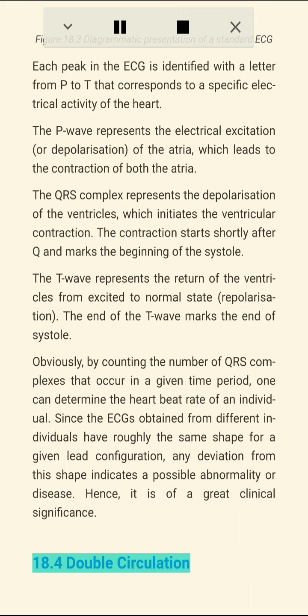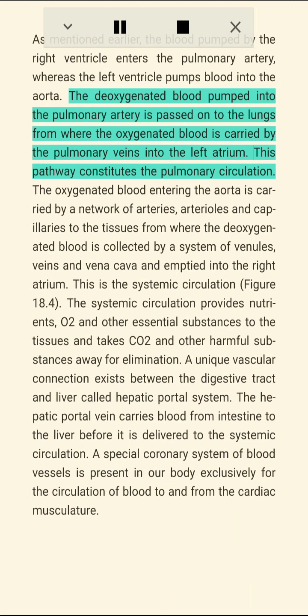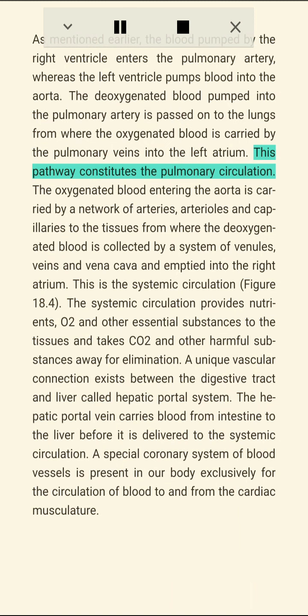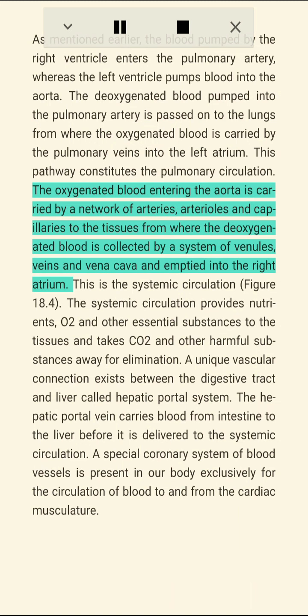18.4 Double circulation. Double circulation is mentioned earlier. The blood pumped by the right ventricle enters the pulmonary artery, whereas the left ventricle pumps blood into the aorta. The deoxygenated blood pumped into the pulmonary artery is passed on to the lungs, from where the oxygenated blood is carried by the pulmonary veins into the left atrium. This pathway constitutes the pulmonary circulation.